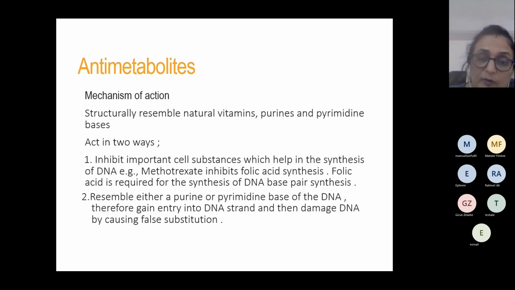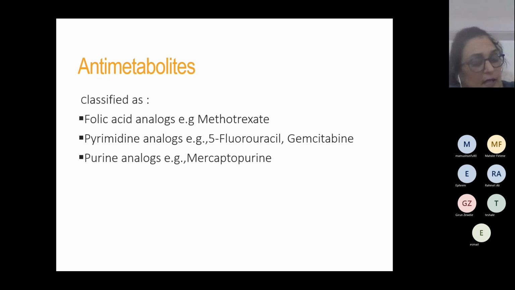Okay, a wrong purine or a pyrimidine base is going and attaching itself to the DNA, thinking that it is a right one. So that is called DNA masking or false substitution. Some of the antimetabolites are classified as folic acid analogs like methotrexate, pyrimidine analogs like 5-FU, gemcitabine, purine analogs like mercaptopurine. So there are various antimetabolites which are seen today.